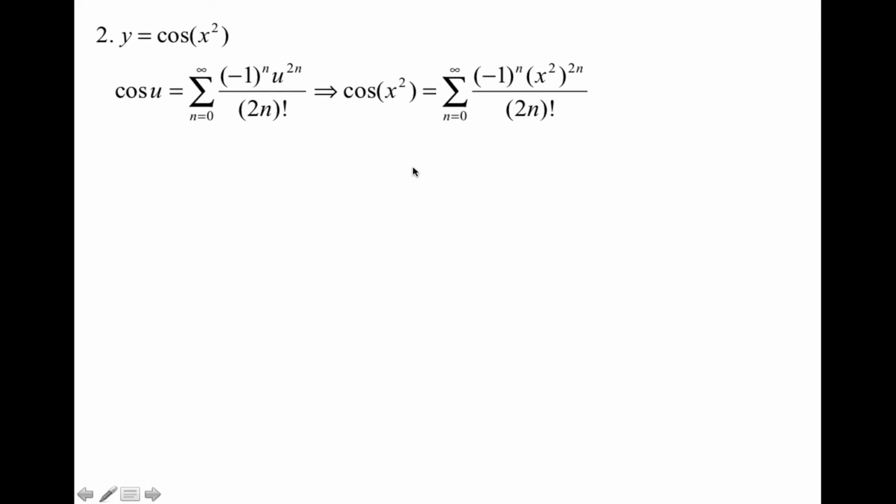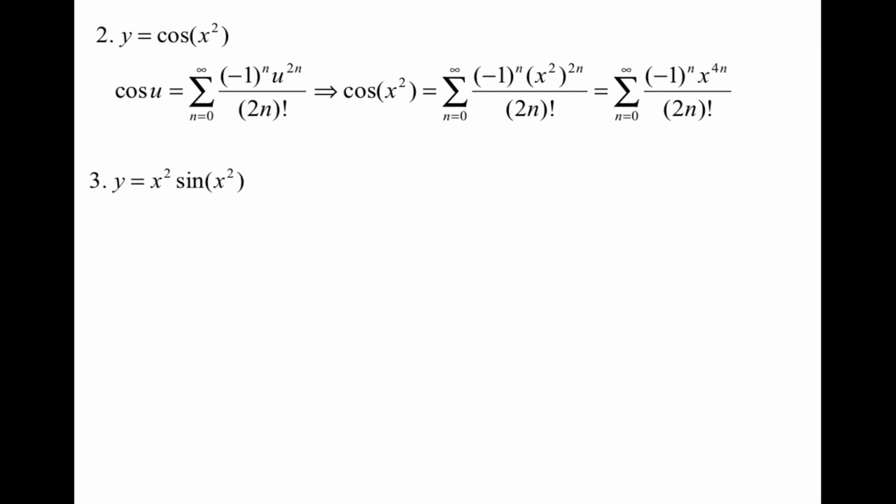And we can do the same thing for y equals cosine x squared. That's similar to just cosine of whatever, so cosine of u, and this is our cosine series. And I'm just going to replace u with x squared. And I can use exponent properties to simplify.